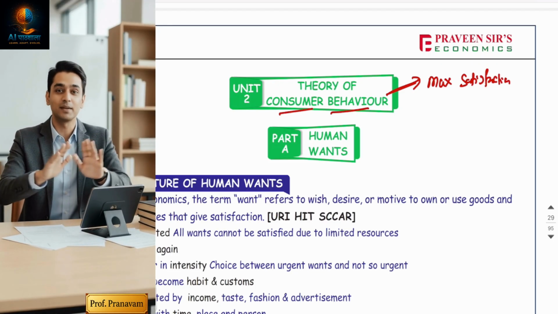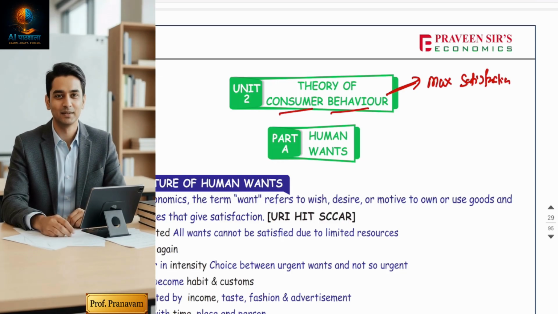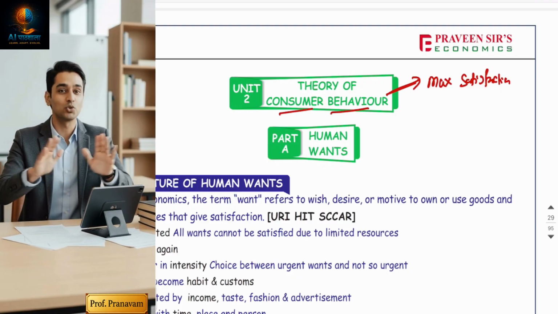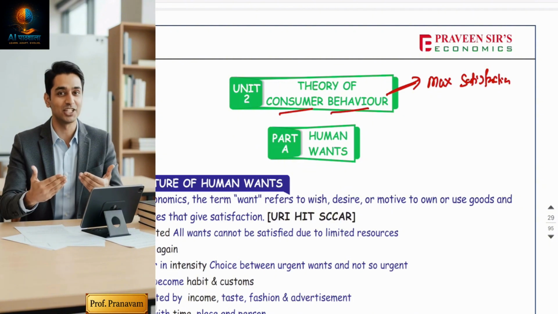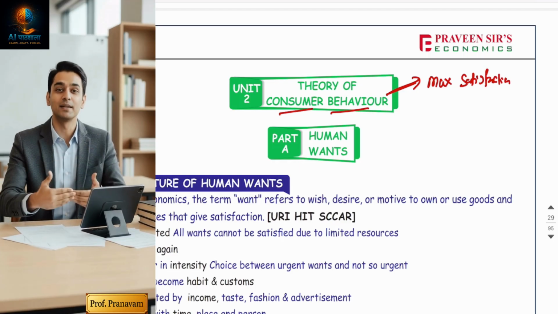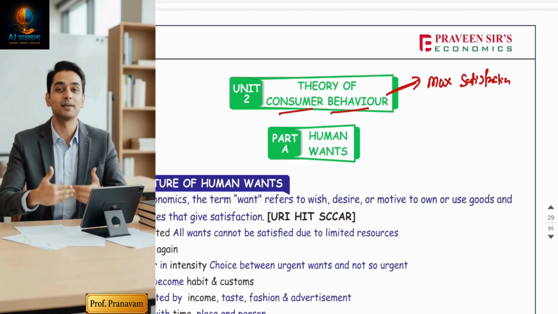Now, see, the behavior of the buyers is to derive maximum satisfaction, and the behavior of the sellers is to derive maximum profits. Forget about sellers right now, I'm just doing the comparison. Here in this chapter, we're going to start learning theory of consumer behavior: how consumers behave when they purchase, why they purchase the goods, why the demand arises.